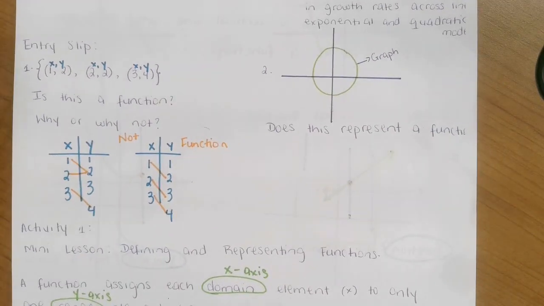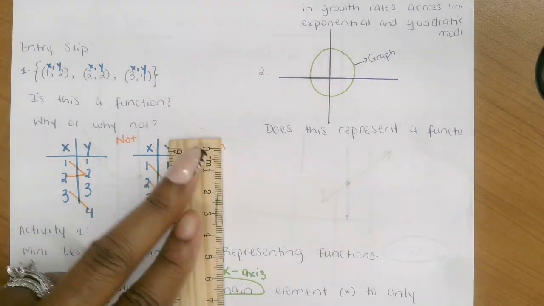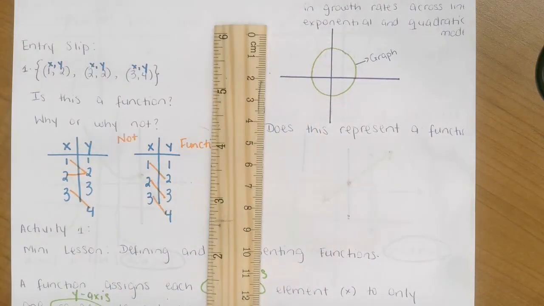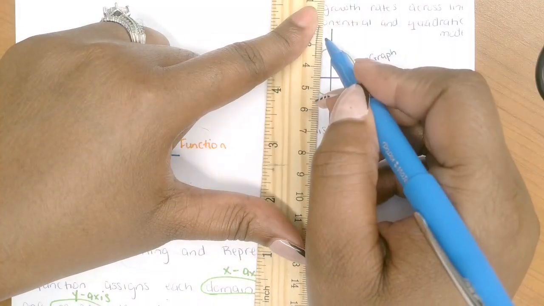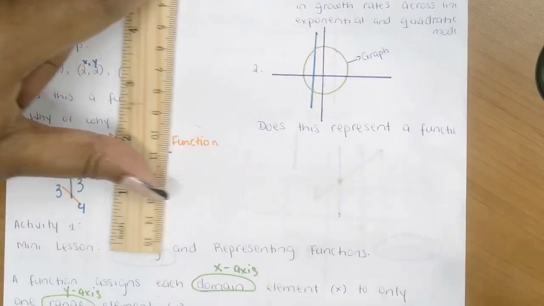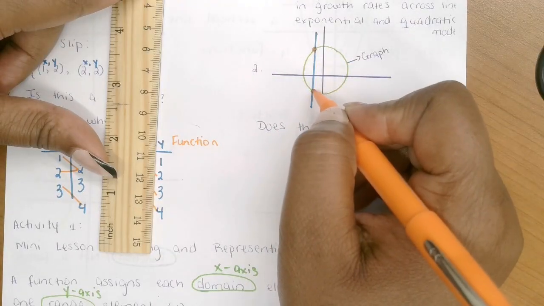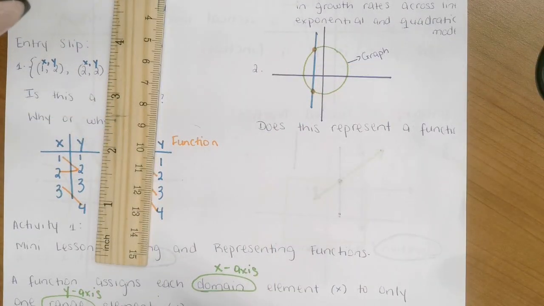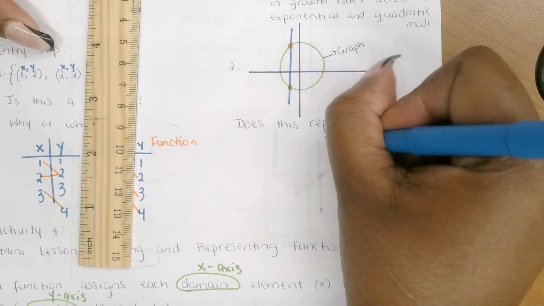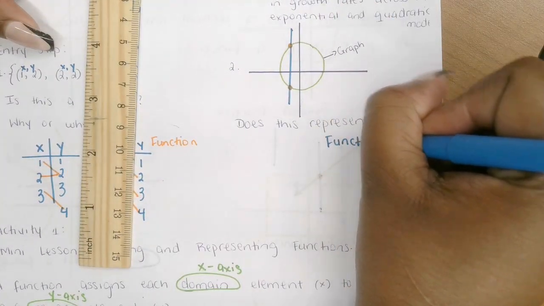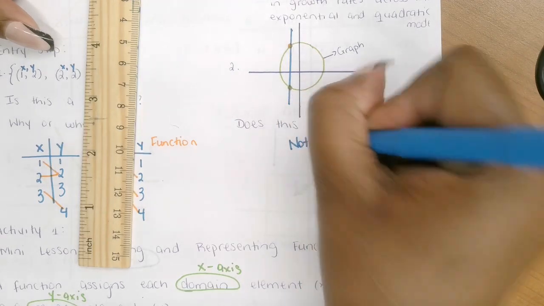Then for the second entry slip, testing your knowledge, does this represent a function? The green is our graph. We draw a line through our graph. If it passes again through 2 or more points, then it is not a function. So both examples given are not a function.